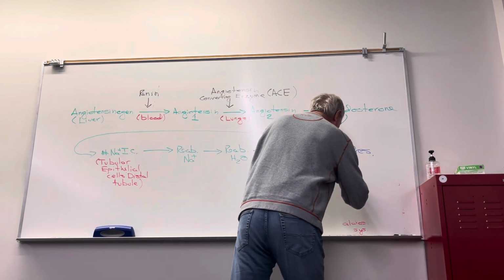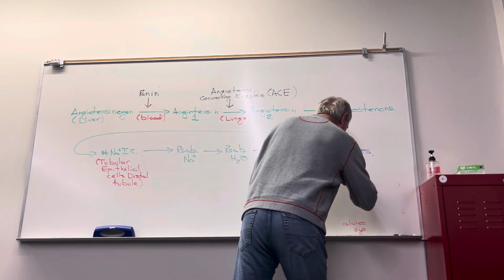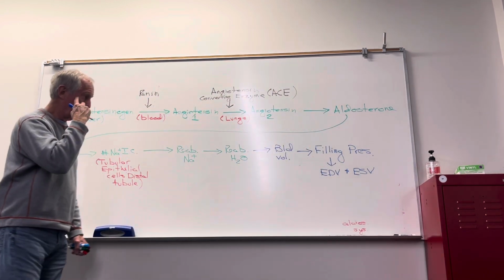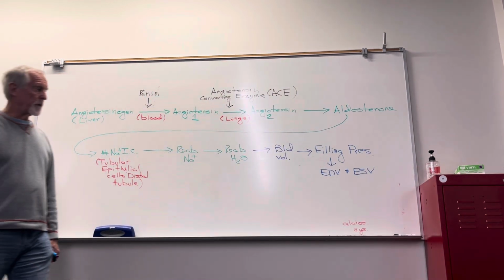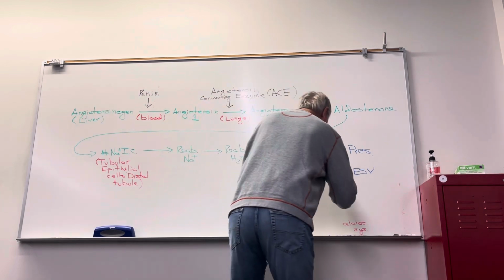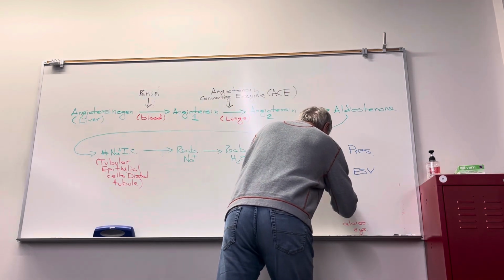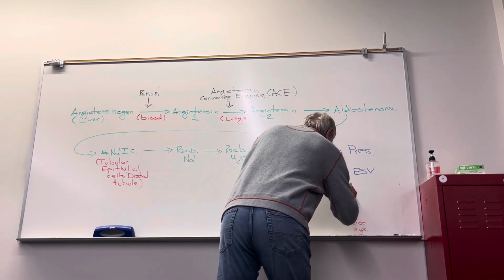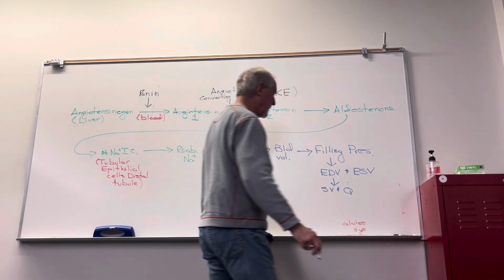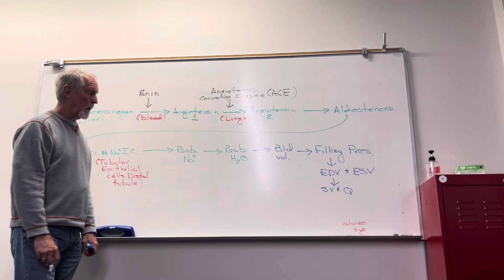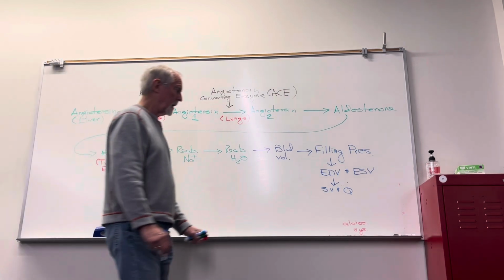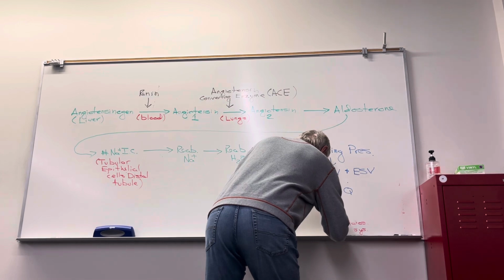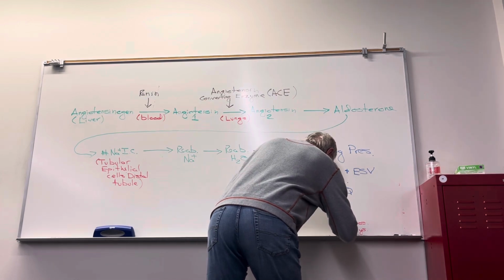And ESV, through the preload. That determines cardiac output. Well, we'll say that determines stroke volume and cardiac output. And in so doing, that controls mean arterial pressure.